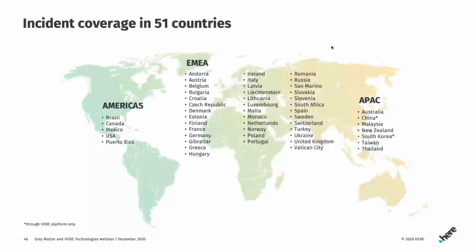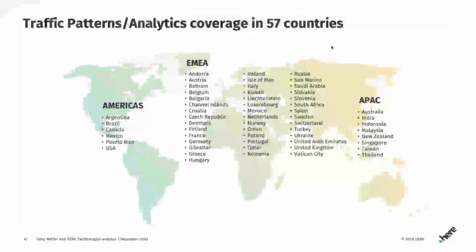Same situation with incidents. For historical traffic, traffic patterns, and traffic analytics, we offer in 57 countries. It also means that based on HERE historical traffic, you can build a reliable solution for the majority of global markets.